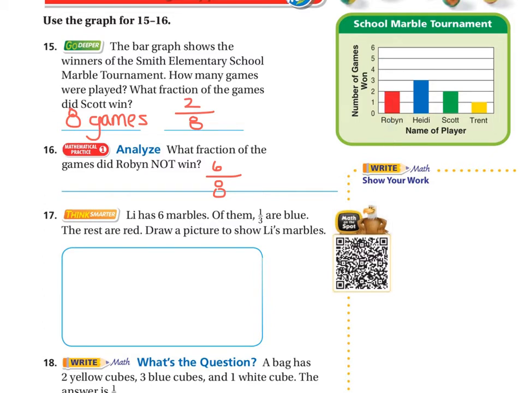If there were a total of 8 games played, as we figured out in number 15, then we need to subtract the number of games that Robin won to figure out the number of games she did not win. So 8 minus 2 equals 6. That means Robin did not win 6 out of the 8 games. There's our fraction. 6 out of 8 is 6/8.